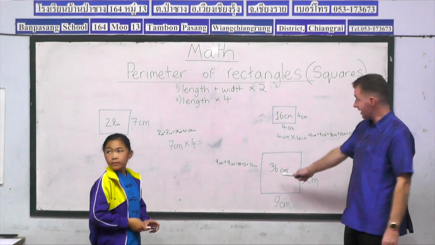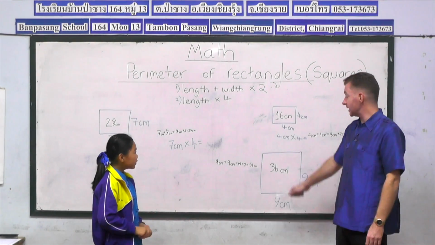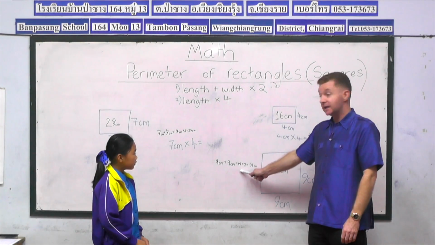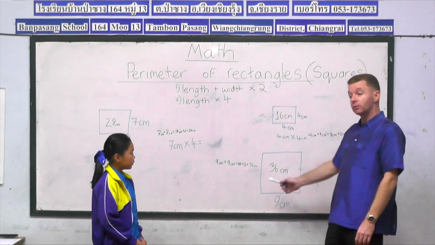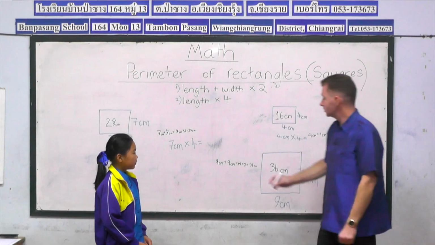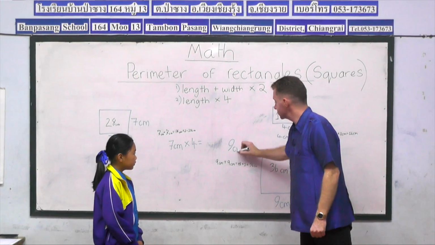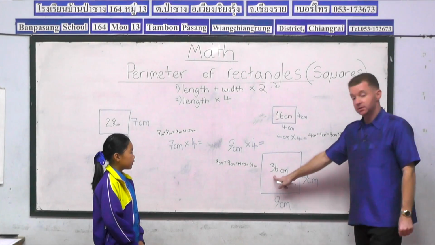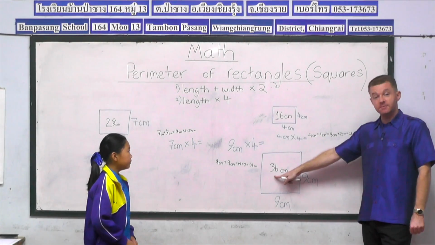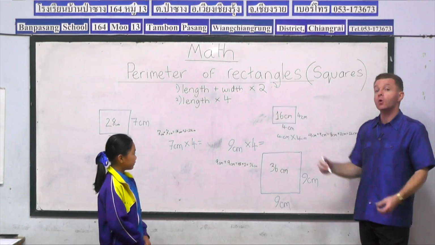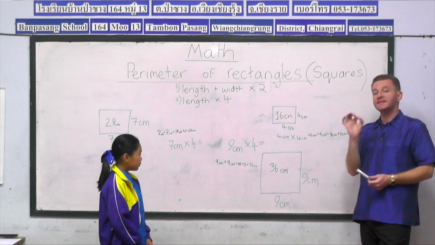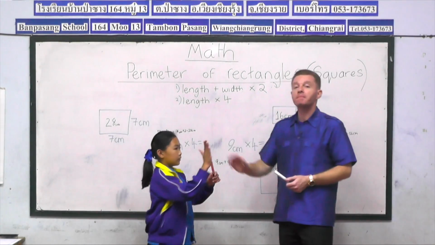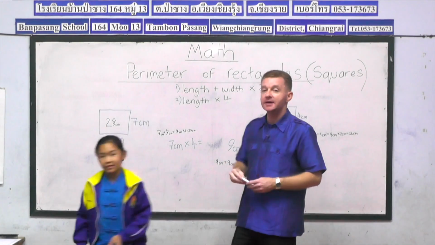So, okay, Nadia has perfectly worked out the answer. 9 plus 9 equals 18. 18 times 2 equals 36. Or we could have gone 9 centimeters times 4 equals 36 centimeters. Using method 1 or method 2, we'll always get the same answer. Nadia, that was brilliant. High five. Big round of applause for Nadia, please, guys.